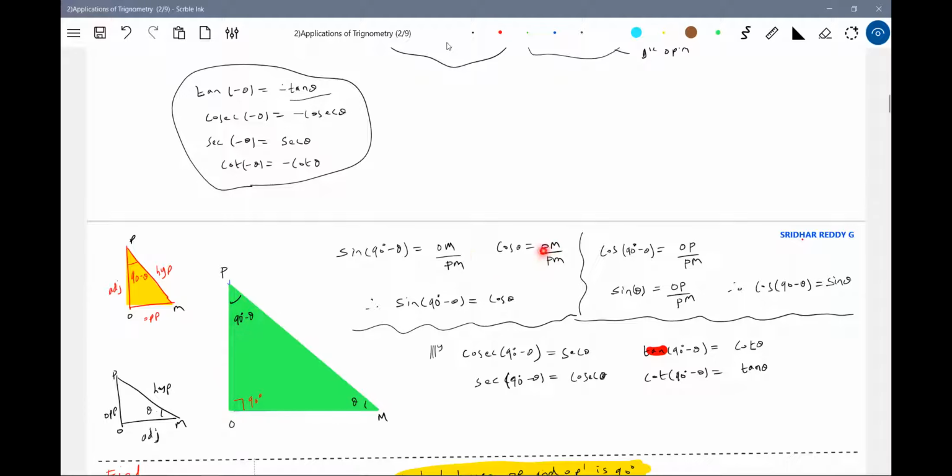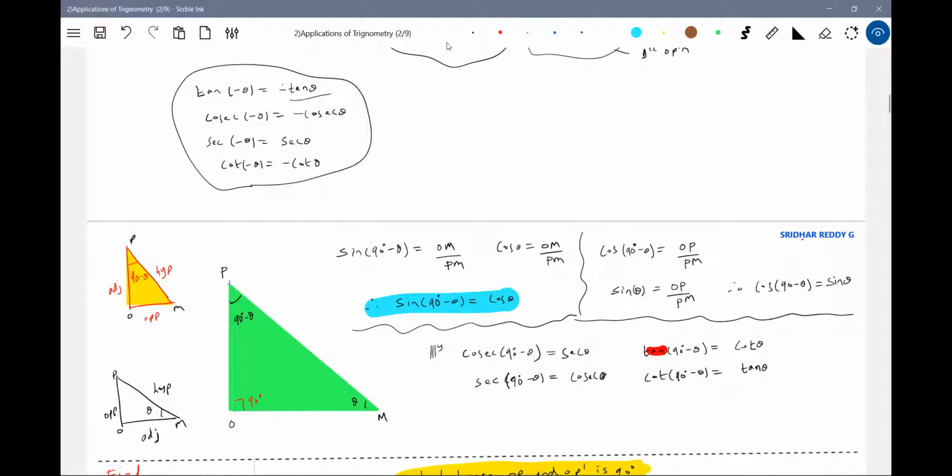Then equating these two, OM by PM, so what do we get? Sine of 90 minus theta is what? Cos theta. Okay, there's one identity we have brought. Let me highlight it. Similarly, cos of 90 minus theta, what will it be?